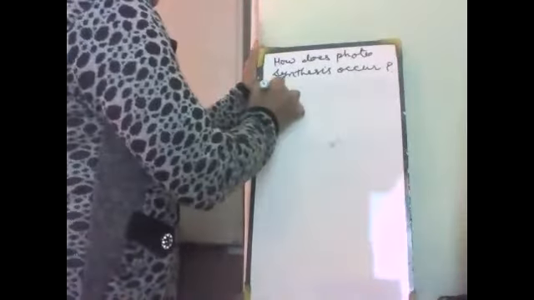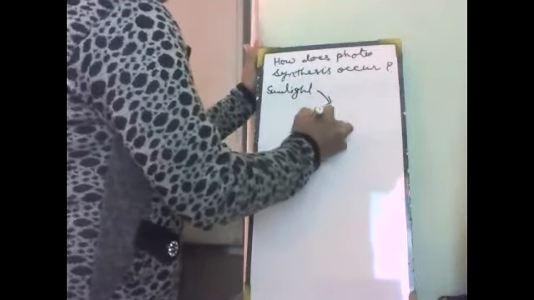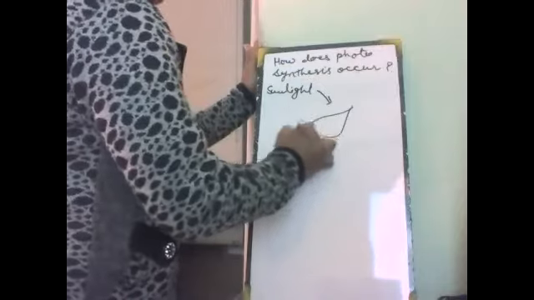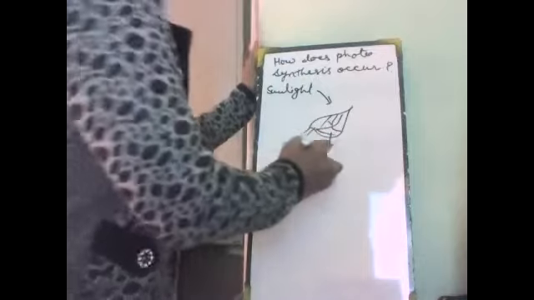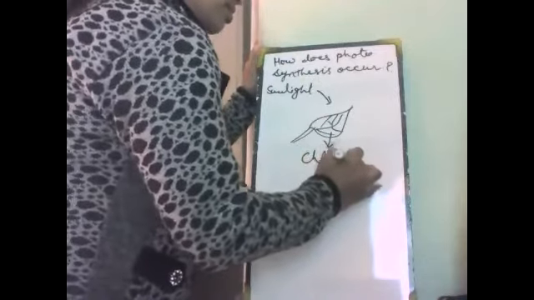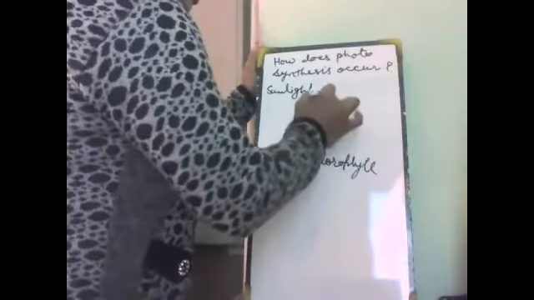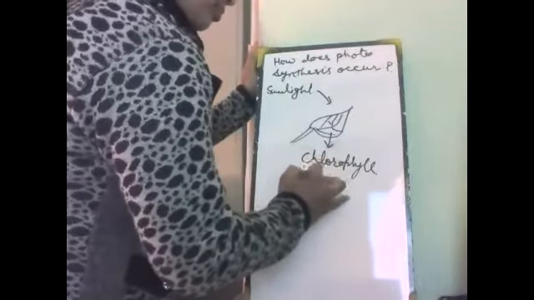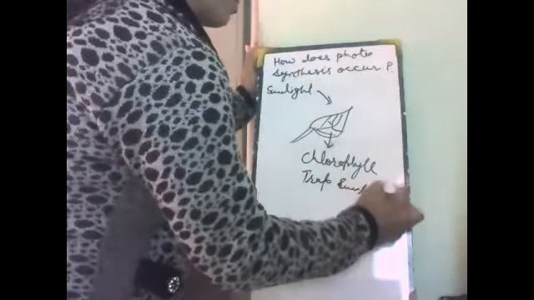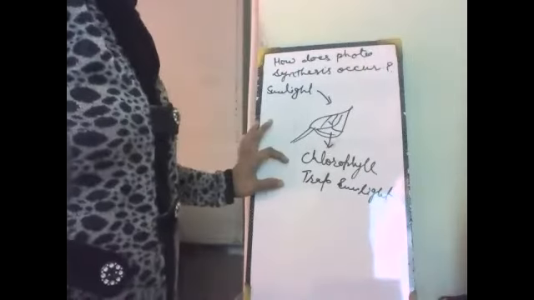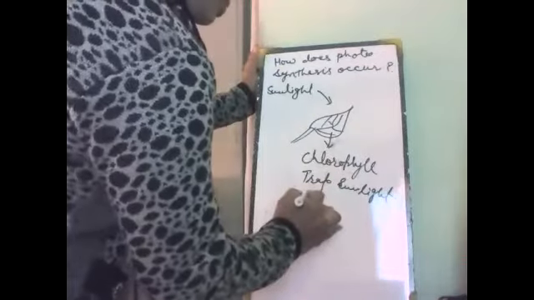What happened here? Sunlight falls on the leaf. Chlorophyll is present there, which traps this sunlight. Chlorophyll traps sunlight and gives energy. This sunlight gives energy to the plant.